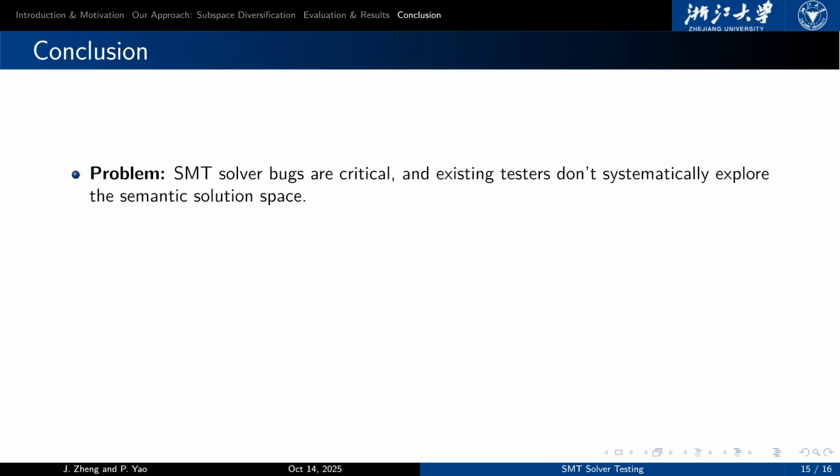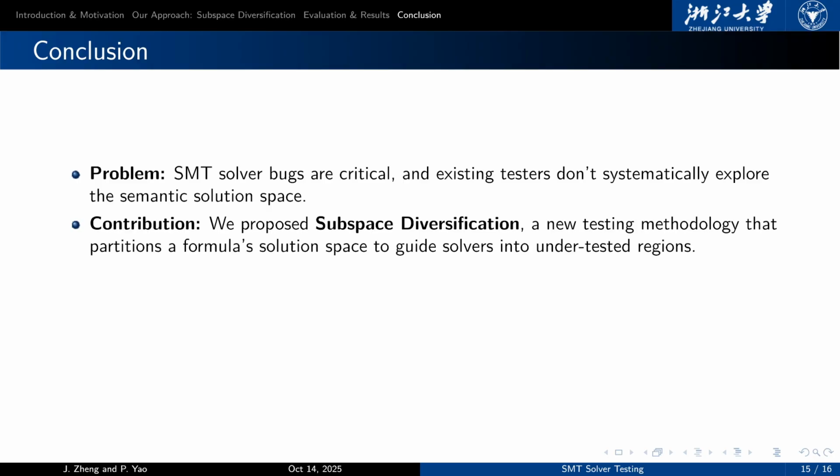So to conclude, the core problem is that SMT solvers have critical bugs. Existing testers do not explore the semantic solution space well, and this is where bugs often hide. Our main contribution is subspace diversification, a new testing methodology. It partitions a formula's solution space and guides solvers into under-tested regions.